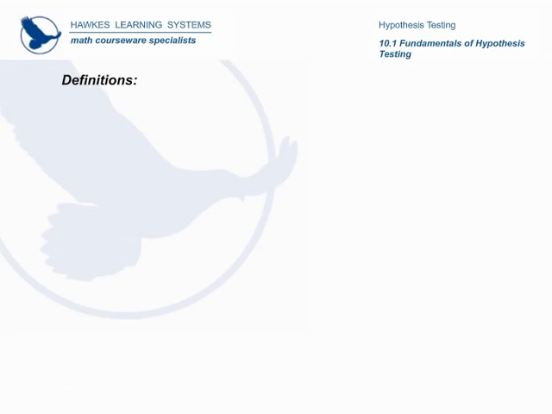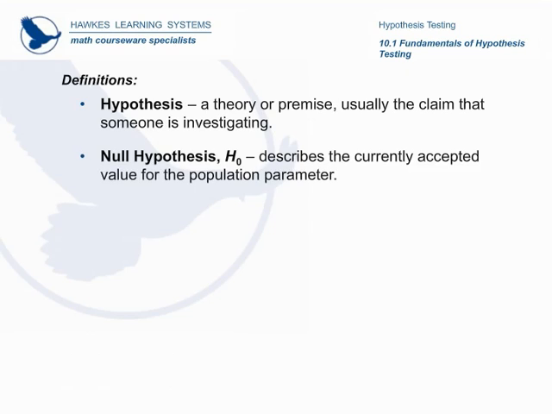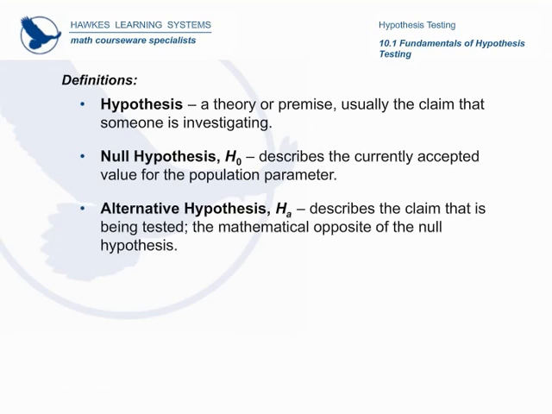Let's begin our chapter on hypothesis testing by first establishing some definitions. The definition for a hypothesis is a theory or premise, usually the claim that someone is investigating. Next, the null hypothesis, which is H sub O, describes the currently accepted value for the population parameter. Next, we have the alternative hypothesis, H sub A, and that describes the claim that is being tested, the mathematical opposite of the null hypothesis.